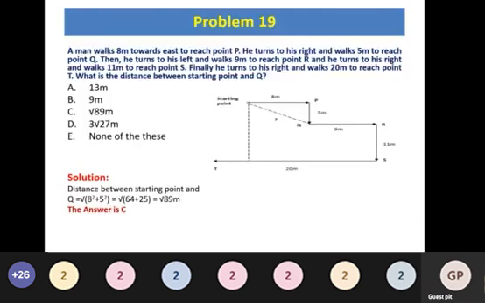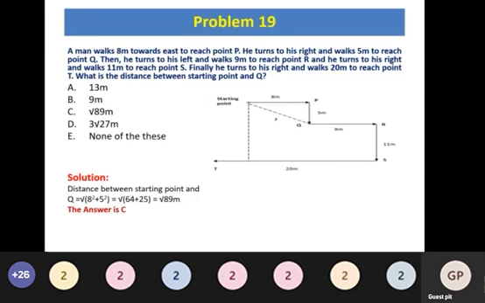Problem number 19. A man walks 8 meters towards east to reach a point P. He turns to his right and walks 5 meters to reach point Q. Then he turns to his left and walks 9 meters to reach point R, and he turns to his right and walks 11 meters to reach point S. Finally, he turns to his right and walks 20 meters to reach point T. So what is the distance between the starting point and Q?